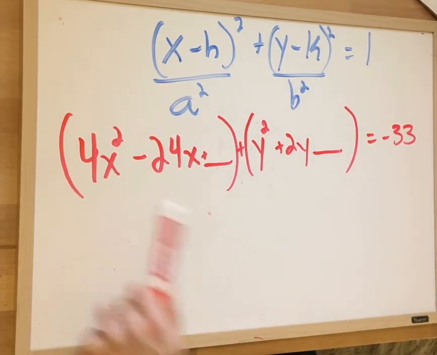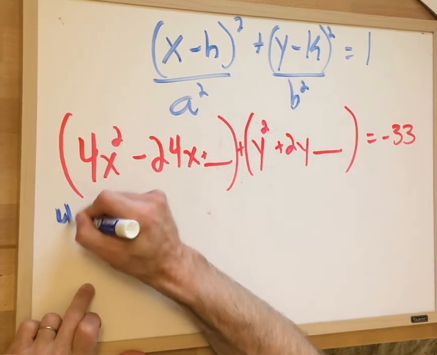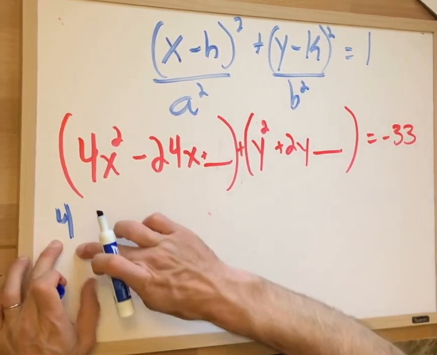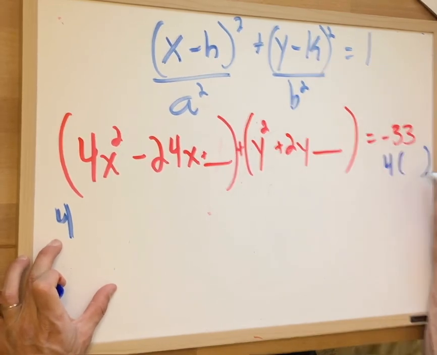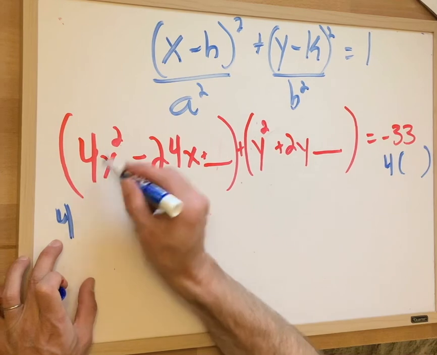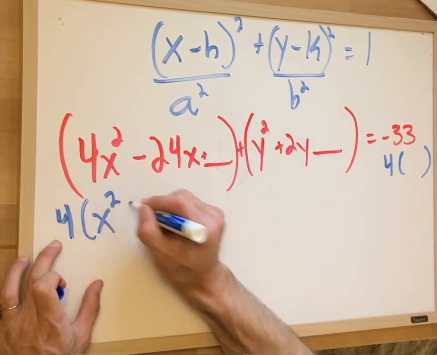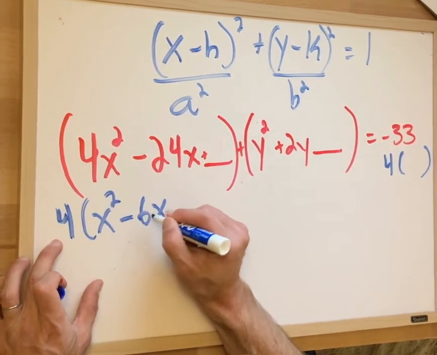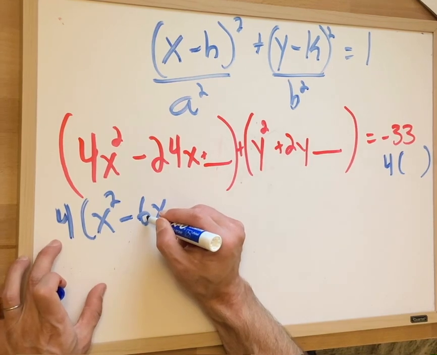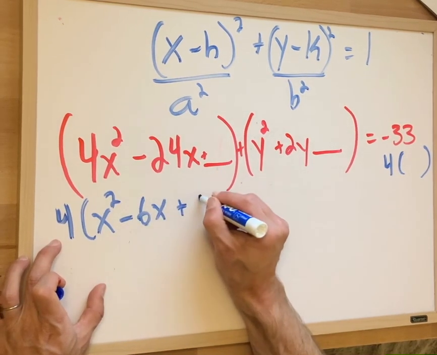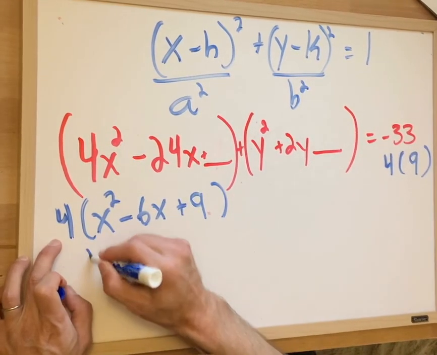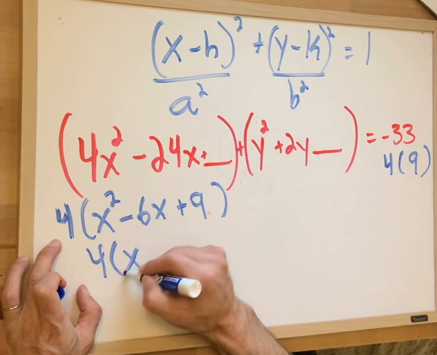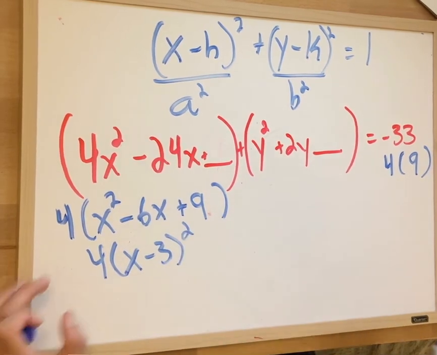Okay, now what I can do is this. I can factor out a 4. But remember, when I factor out that 4, I have to do the opposite of multiplying, completing a square by this number. So if I factor out a 4, I get x squared minus 6x. Take half of negative 6, which is negative 3, squared, which is positive 9, and multiply that by that. Now I'm going to factor this 4. This is going to be x minus 3 squared.